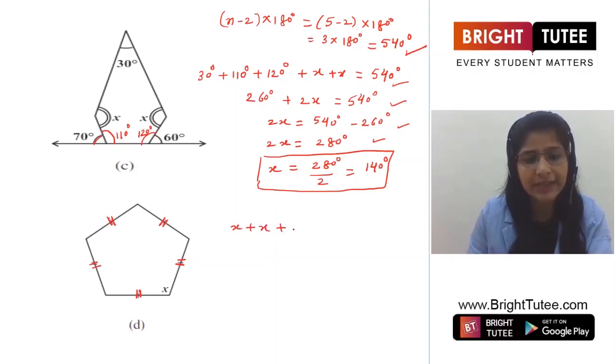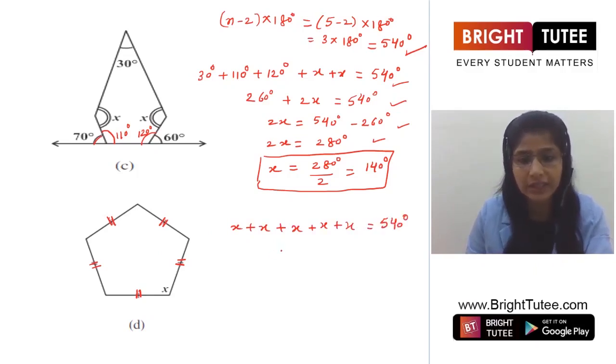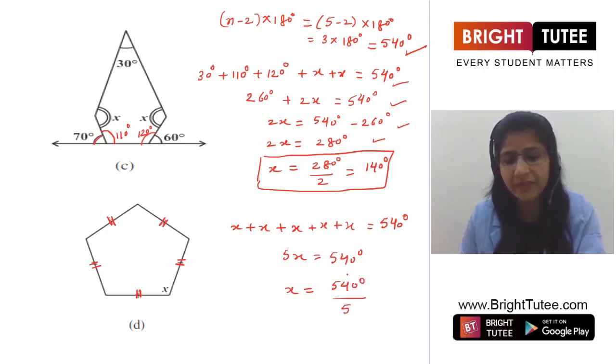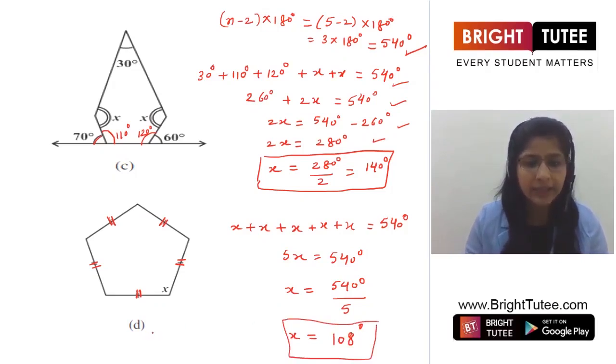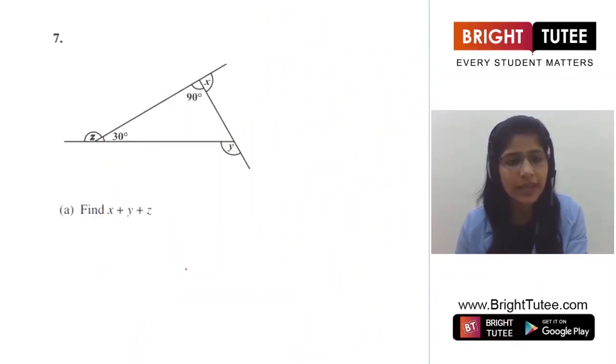So x plus x plus x plus x plus x will be equal to 540 degrees. We have 5x equal to 540 degrees. So x will be equal to 540 degrees divided by 5. Solving it, we get x as equal to 108 degrees. So each angle in the D part, a regular pentagon, will be 108 degrees. I hope the questions are clear to you. Let us go to the next question.